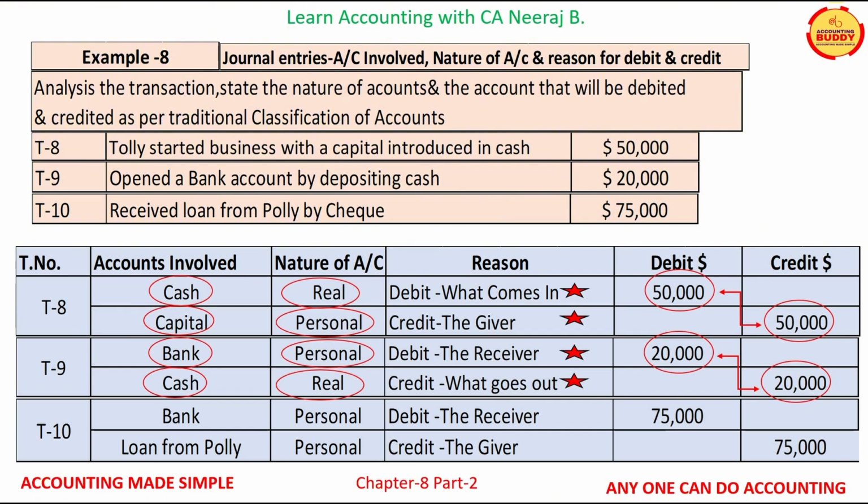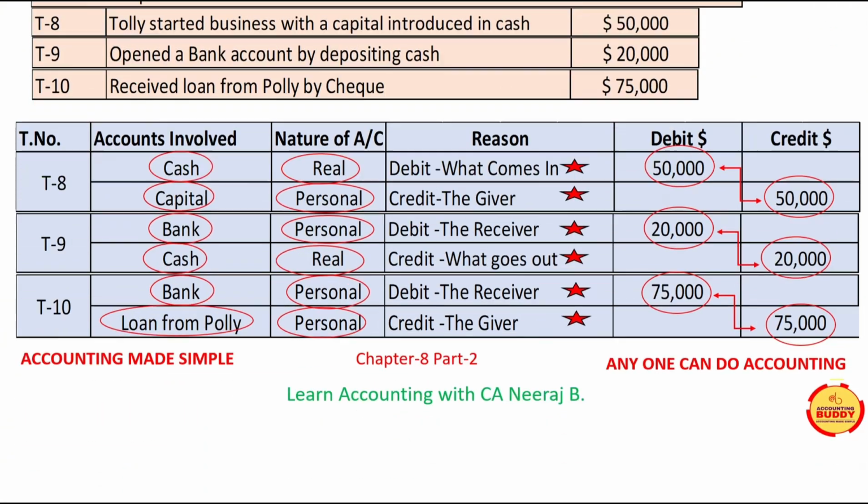The two accounts which are getting affected by this transaction are bank account and the loan from Polly account. Bank is a personal account and the rule for personal account is debit the receiver. Now the loan from Polly is also a personal account and the rule for personal account is credit the giver. Therefore, in this manner, the transaction is recorded for $75,000.